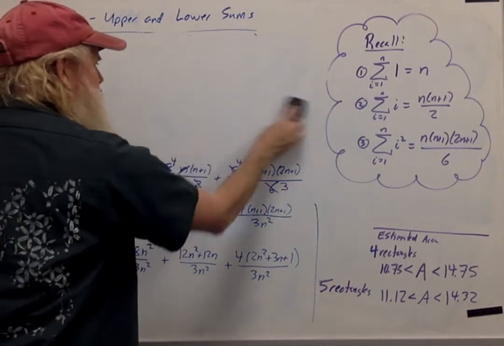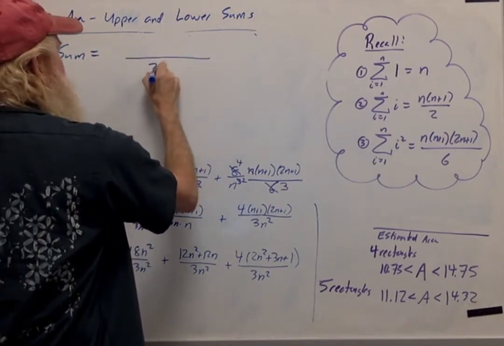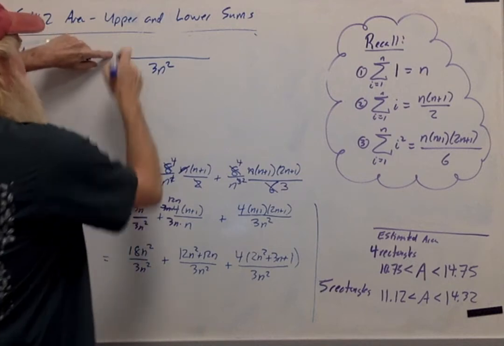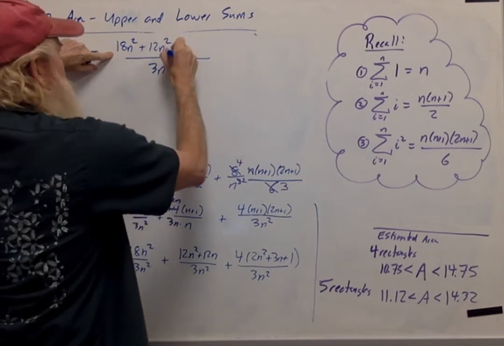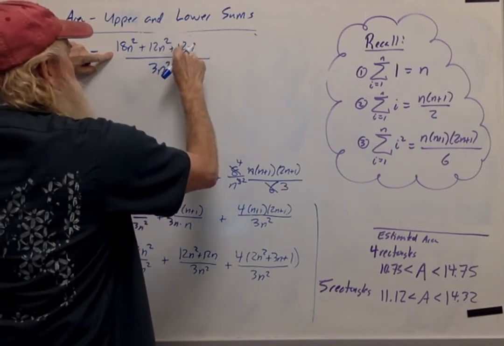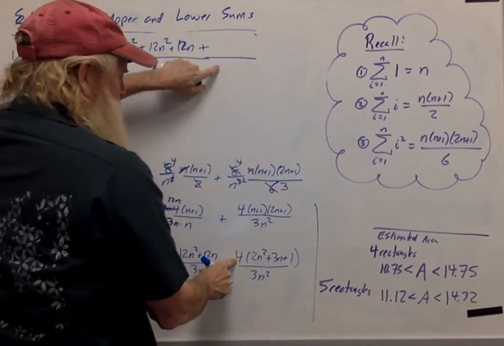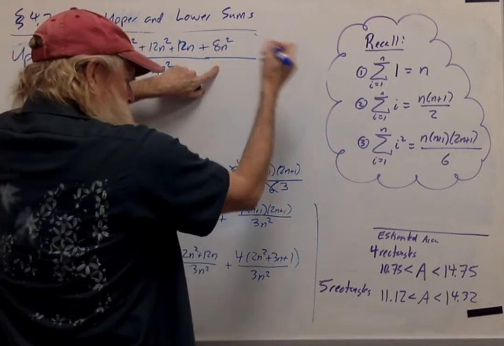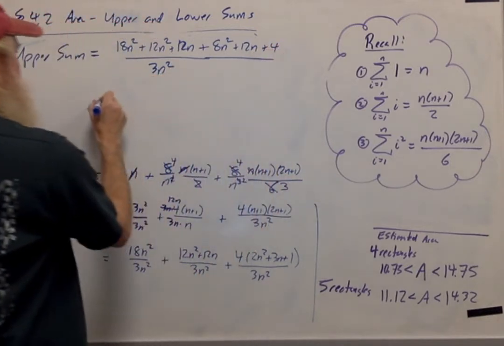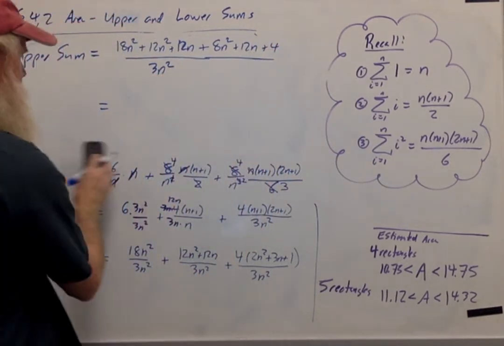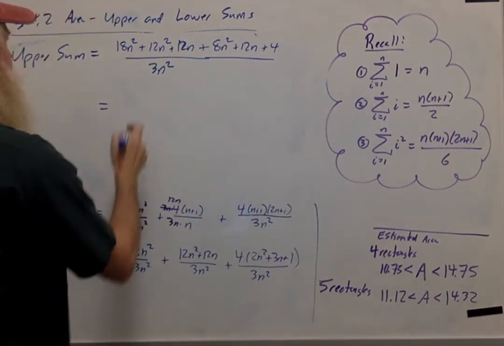Now let's put these fractions together. My common denominator is 3n squared, and on top I have 18n squared plus 12n squared plus 12n. And finally, distributing this 4, I pick up 8n squared plus 12n plus 4. And let's combine like terms on top, and we'll have our expression for the upper sum.